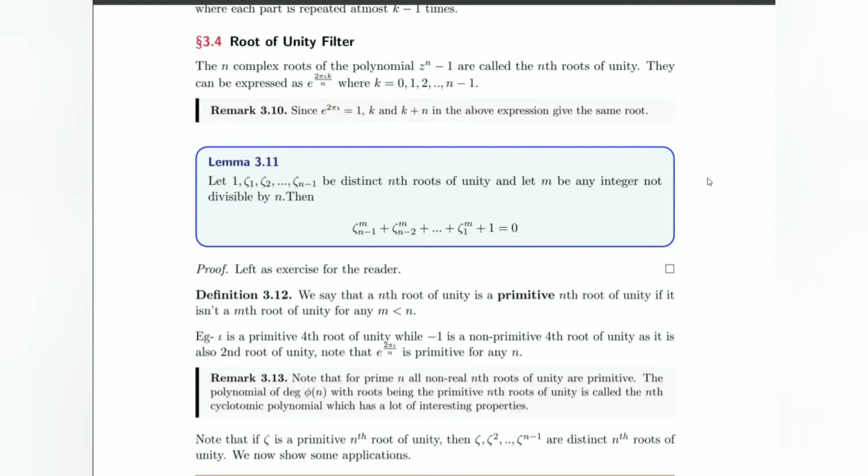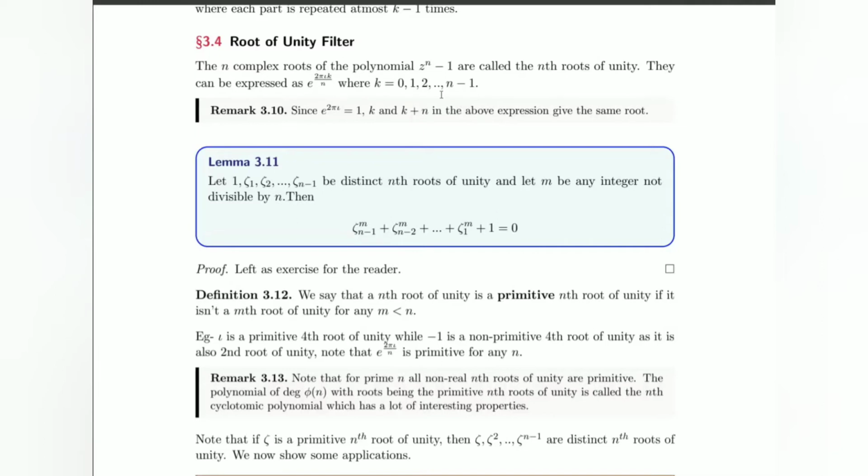We are going to cover roots of unity filter in this lecture. The n complex roots of the equation z^n - 1 = 0 are called the nth roots of unity. They can be expressed as e^(2πik/n). This is called the Euler form, where k ranges from 0 to n-1. Note that plugging in k and k+n gives the same value here.